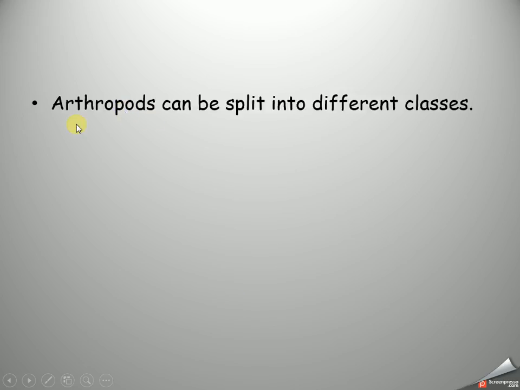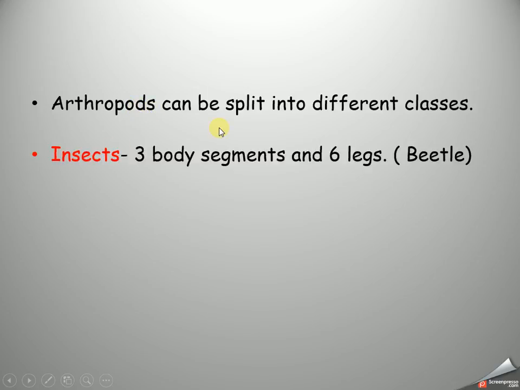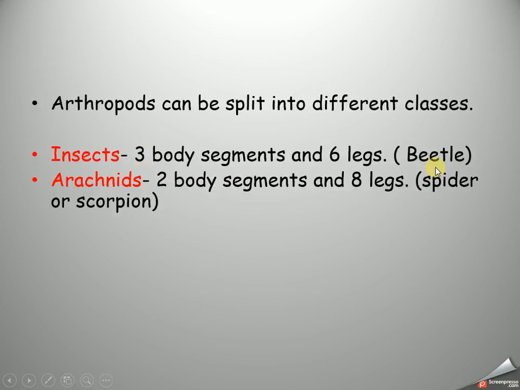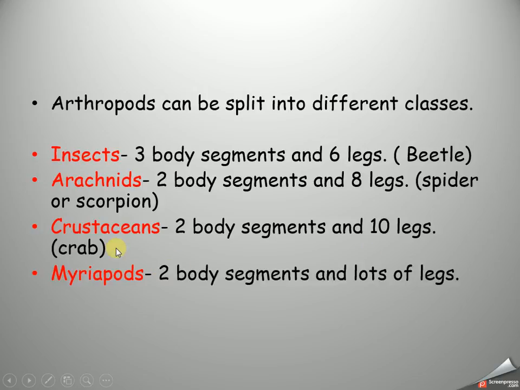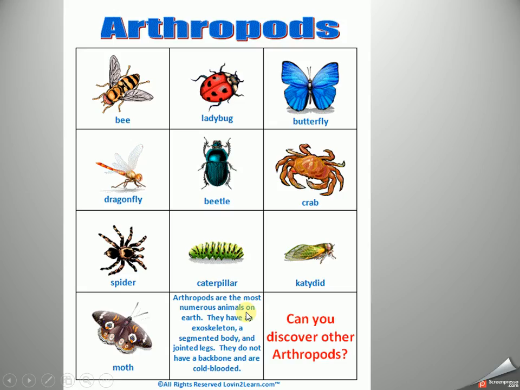Now arthropods. Arthropods can be split into different classes. Those are insects. You know something's an insect when it has 3 body segments and 6 legs, like a beetle. Arachnids have 2 body segments and 8 legs, like a spider or a scorpion. So if you see a picture of either of those, you know it's an arachnid. Then there are crustaceans, 2 body segments and 10 legs, like a crab or a lobster. And myriapods, 2 body segments and lots of legs, a little bit like a millipede or a centipede, something along the lines of that.